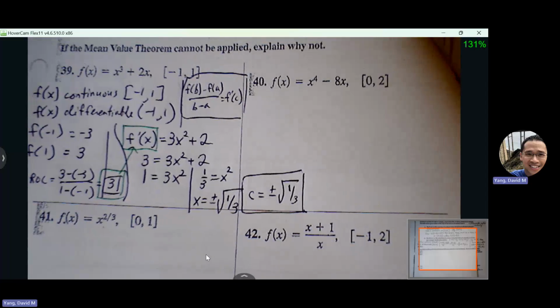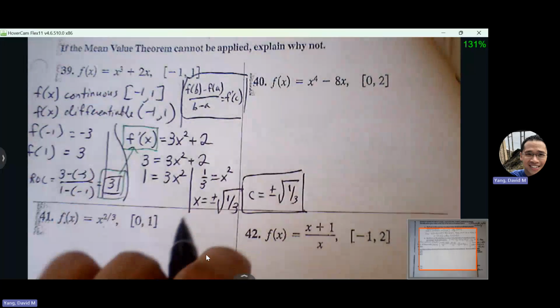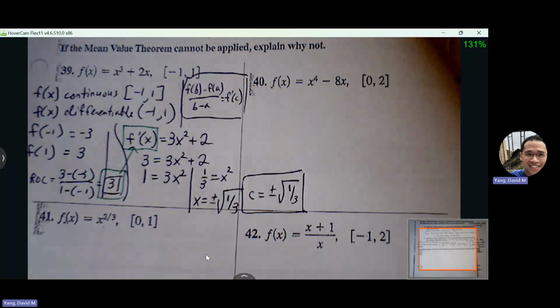Okay, can you try number 40? Can you walk through the steps that we did with 39 and see if these steps make sense? So write your conditions, find your average rate of change, then find the derivative, and then set them equal to each other.